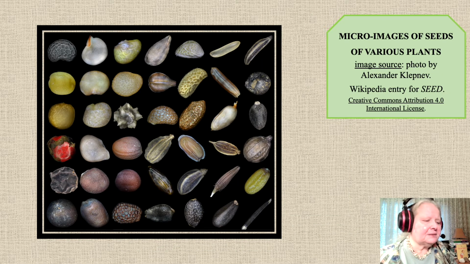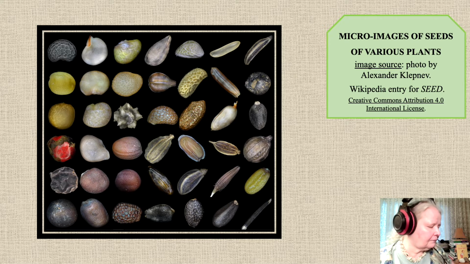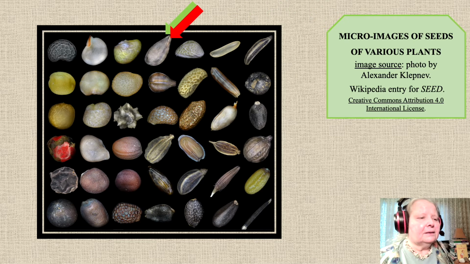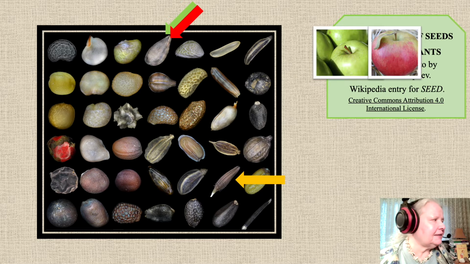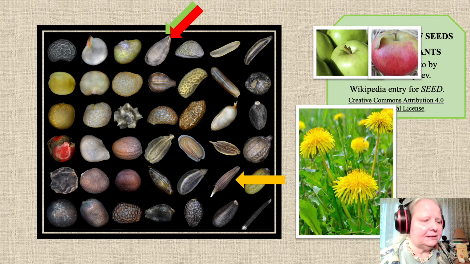Here are the close-ups of a variety of seeds, magnified by a microscope and then photographed. Let's review what we've already looked at. I made my arrow both red and green because this is an apple seed, and apples can be either color. My golden arrow points to the seed of a dandelion. And what color? They're a golden yellow color. Those were the first two we started with last time.